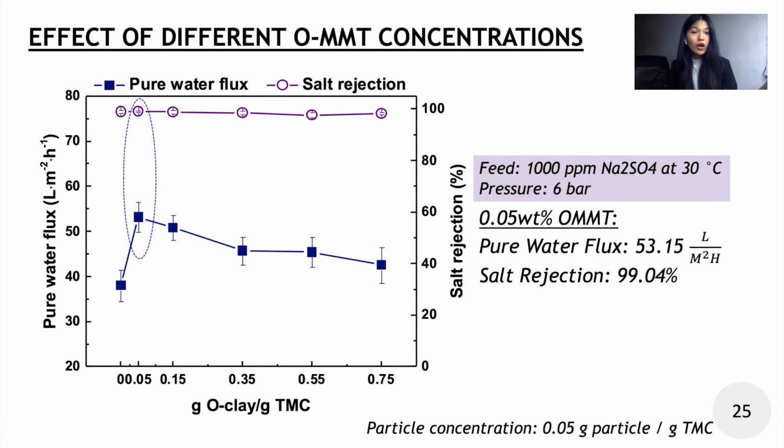For the effect of OMMT concentration, from pristine membrane to 0.058% of NAMMT, the pure water flux of the membrane had increased from 37.98 to 53.15. But as the concentration of the additive further increases, the flux decreases. Thus, it can be said that the optimum amount of OMMT is 0.058% with a pure water flux of 53.15 and a salt rejection of 99.04%.